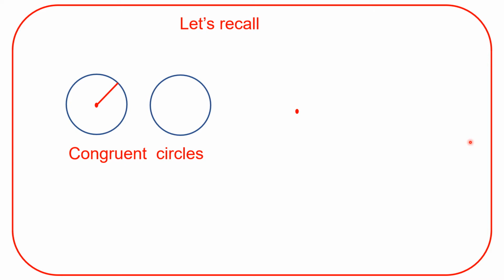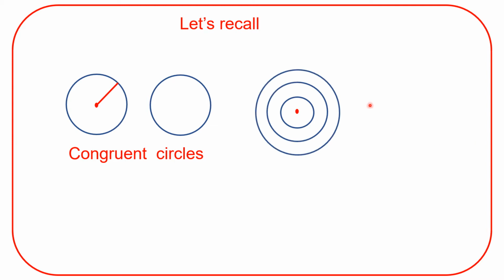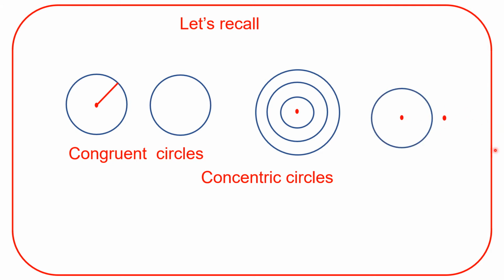I draw a point. This point I take as a center with different radii. I draw different circles but the center is the same. Then these three circles are called concentric circles. I draw a circle. This is the center of the circle. I draw another point, take it as the center of the circle and draw a circle. These two circles intersect each other in two distinct points. Therefore, these two circles are called intersecting circles.